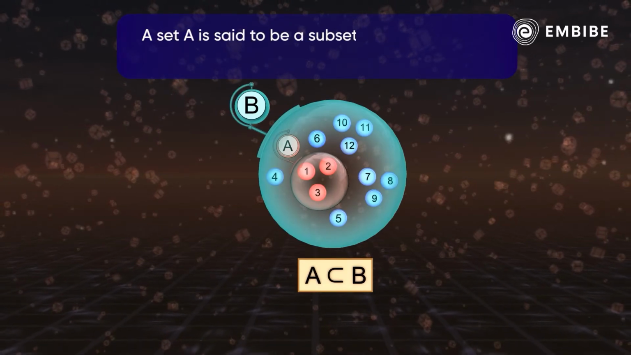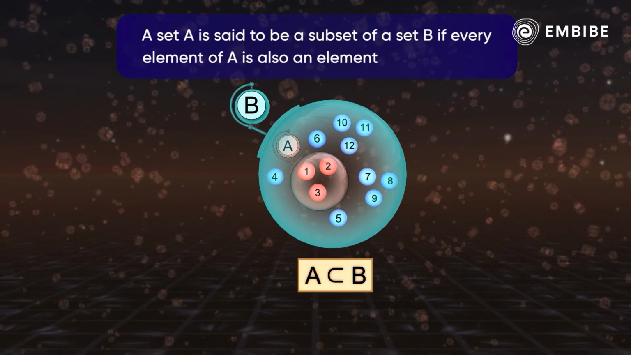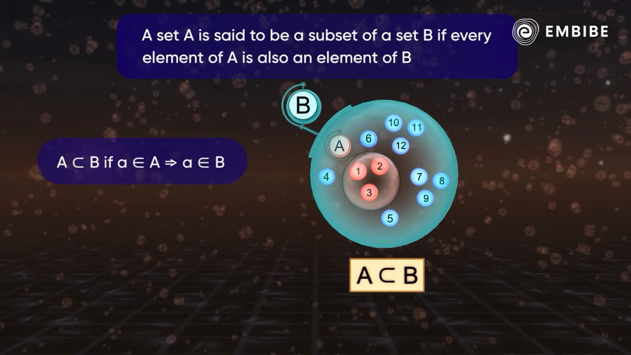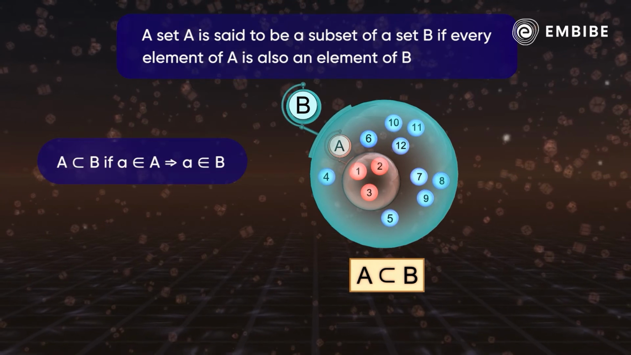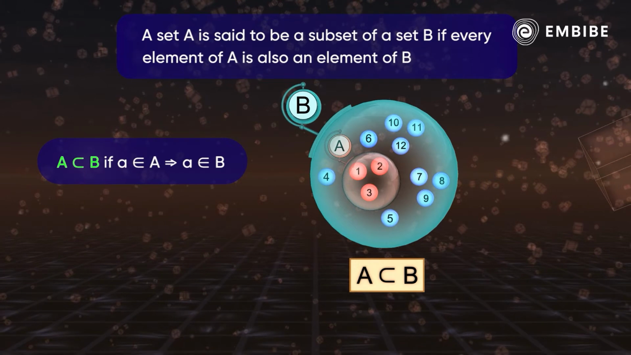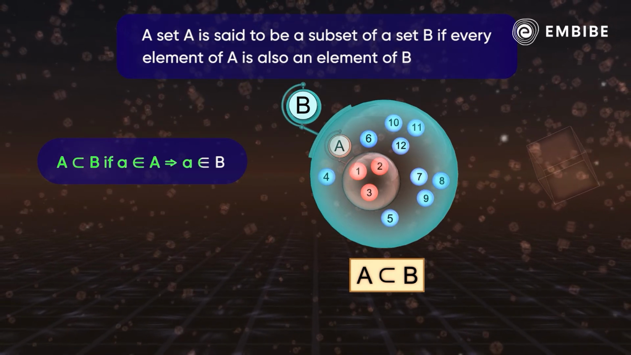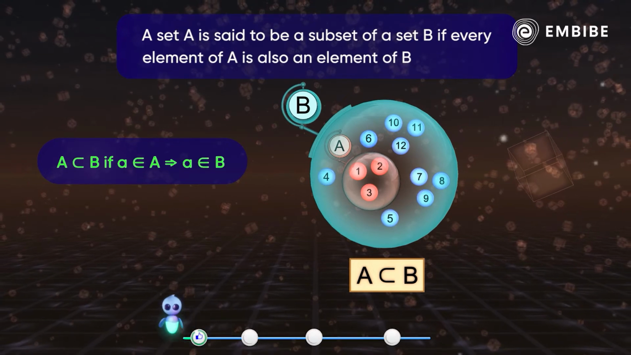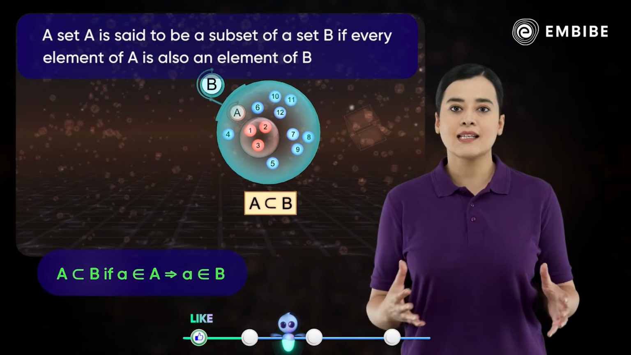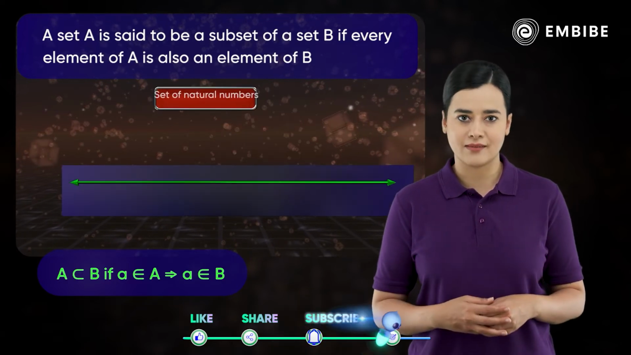Set A is said to be a subset of set B if every element of A is also an element of B. In the language of set theory, this can be written as A is a subset of B if element small a belongs to set A, it implies that element small a belongs to set B as well. Let us have a look at some well-known sets and their subsets.